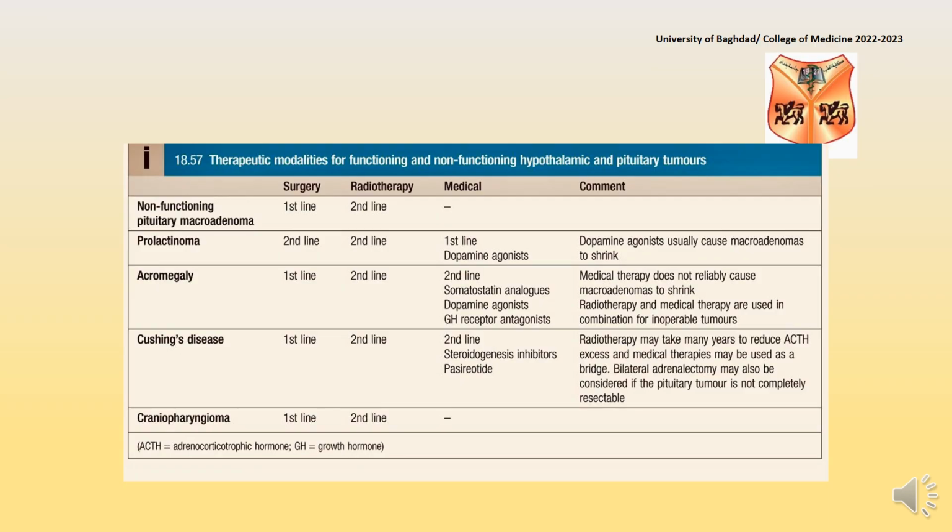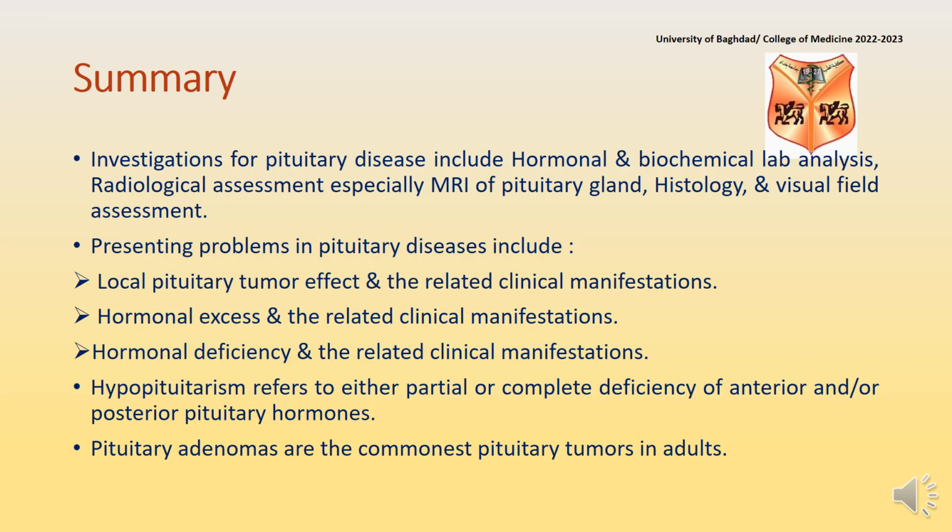Acromegaly: surgery is considered the first line, radiotherapy and medical therapy are the second lines of treatment. Medical therapy includes somatostatin analog, dopamine agonist, and growth hormone receptor antagonist. For Cushing disease, surgery is first line, radiotherapy second line, and medical therapy second line using steroidogenesis inhibitors and pasireotide. Craniopharyngioma: surgery is the first line of treatment, radiotherapy second line of treatment.